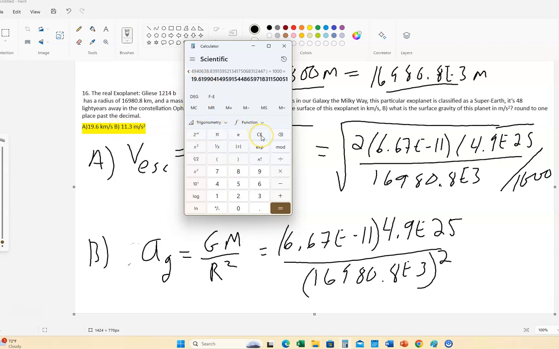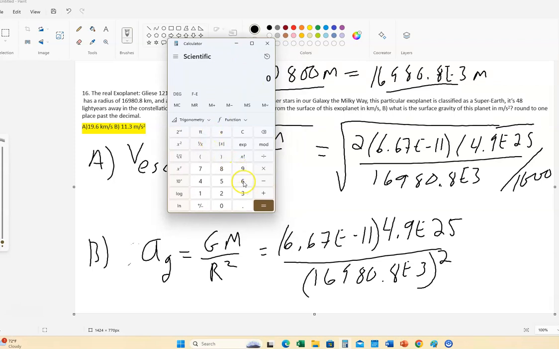All right, so for the other one, I probably have enough time to do this one. So I'm doing part B. 6.67, the universal gravitational constant, times 10 to the minus 11th, times the mass of the planet, which is 4.9 times 10 to the 25th, divided by, don't forget, you have to square this, 16980800, which you can write times 10 to the third, or just do 800, same thing. Don't forget, you got to square that and then hit equals. And so you get 11.3. We're rounding to one place past the decimal, so that's exactly what I got. Right, 11.3. So that's number 16.